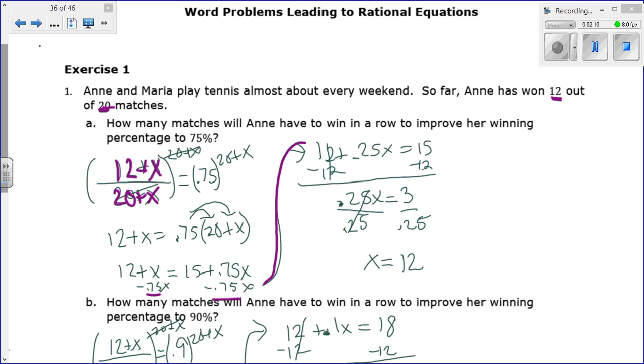And I had to come up here to write the answer because I didn't have enough room. So it's 12 plus 0.25x is equal to 15. Subtract 12 from both sides, so 0.25x equals 3. Divide both sides by 0.25, and I have x is 12. So she would have to play 12 more games and win all 12 of those games to improve her winning percentage to 75%.